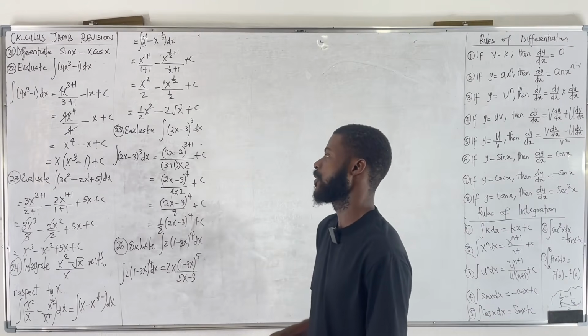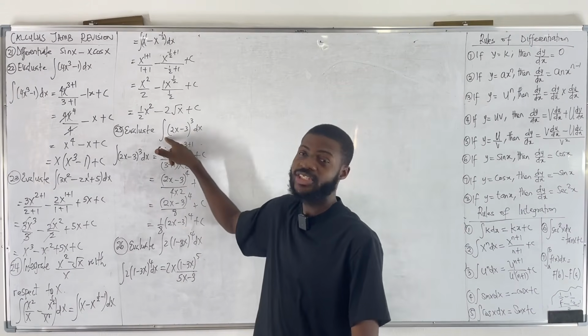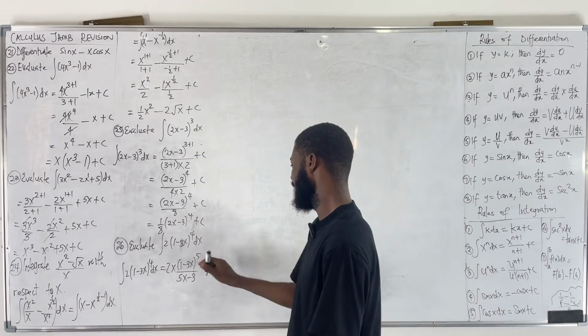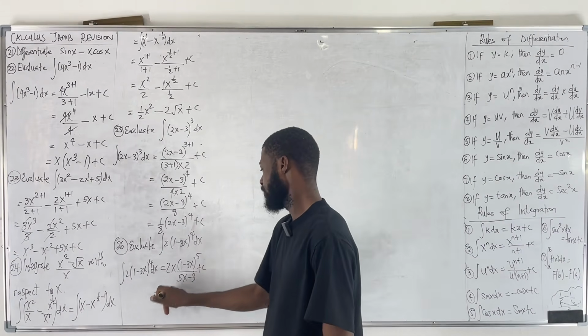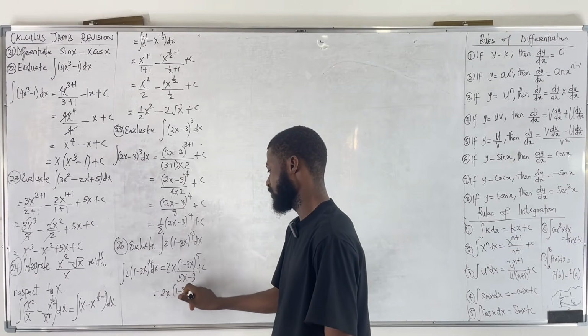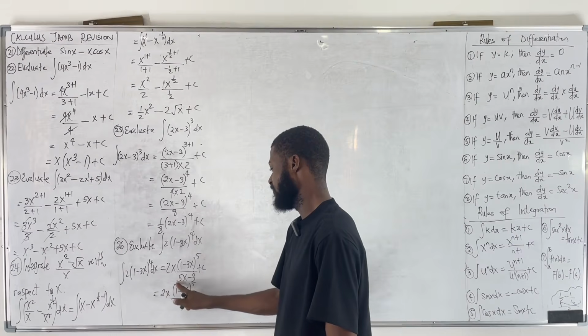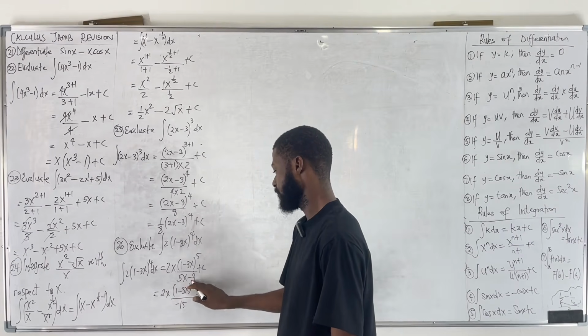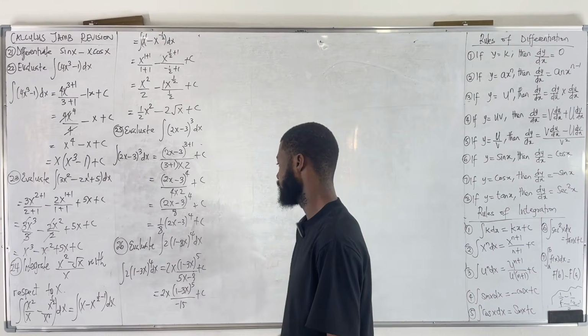Because when you differentiate 1 it is 0, then when you differentiate minus 3x, you will get minus 3. Take note, I know you are surprised. We are doing integration, but there's differentiation inside. Yes, so they are connected. And then plus c. So this will become 2 times 1 minus 3x to the power of 5 over 5 times minus 3, which is minus 15. And then plus c. So this is what we have.